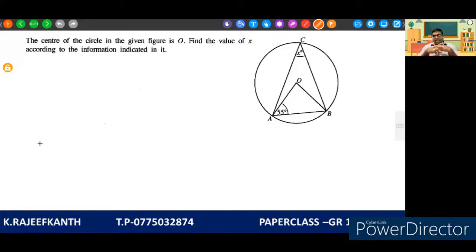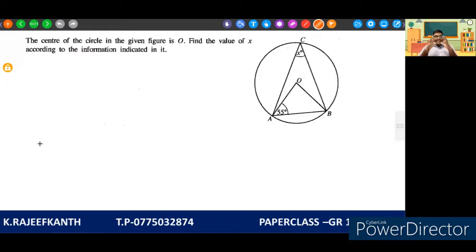There is the triangle ABC, that means all the vertices, points A, B, C, are on the circumference of the circle. And they have given an angle OAB equals 55 degrees. Then they are asking about x, so we have to find the value of x. You have to identify the data and understand the data, then you can find the answer quickly.